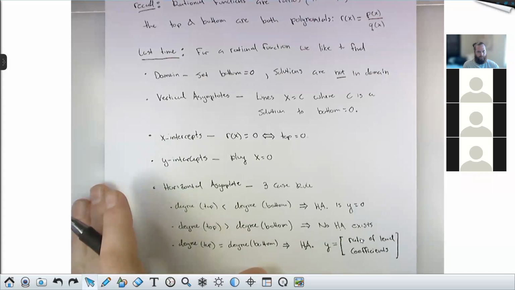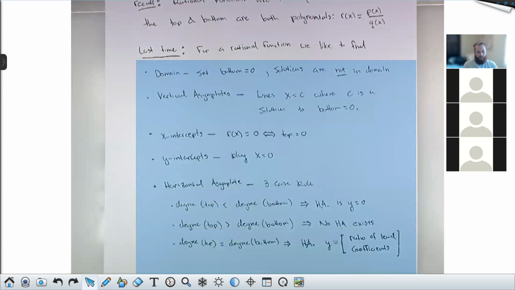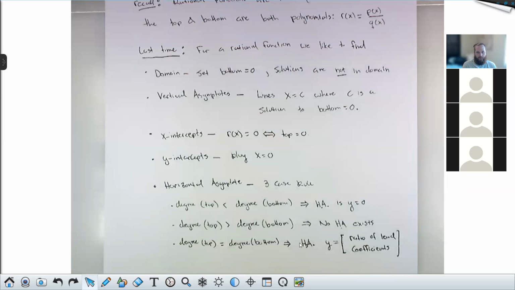Cool. So the first two things here, we had talked about these before. The rest of these are new. And this is your Bible or algorithm or whatever you want to call it for graphing a rational function. If you want to sketch the graph of a rational function, this is how we do it. And beyond that, this is how you infer things about graphs of rational functions.